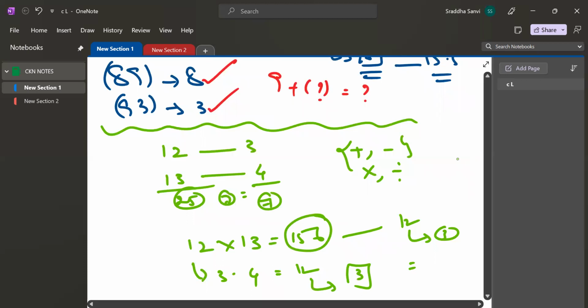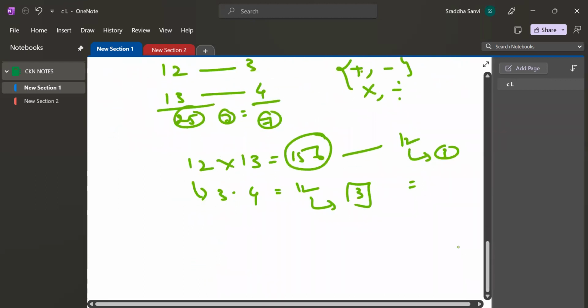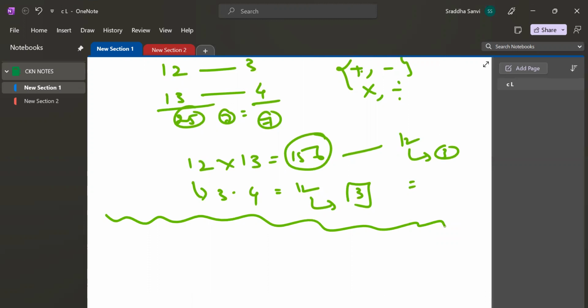So henceforth for all mathematical operations, what are the operations? Plus, minus, into, divided by. I use a single concept. The single concept is called the digital sum. Is it okay? So digital sum is a single concept where you can solve all these questions. So wherever you find calculations, henceforth you apply this method. Okay. Now on the basis of what we have learned, we will solve a few questions right now.